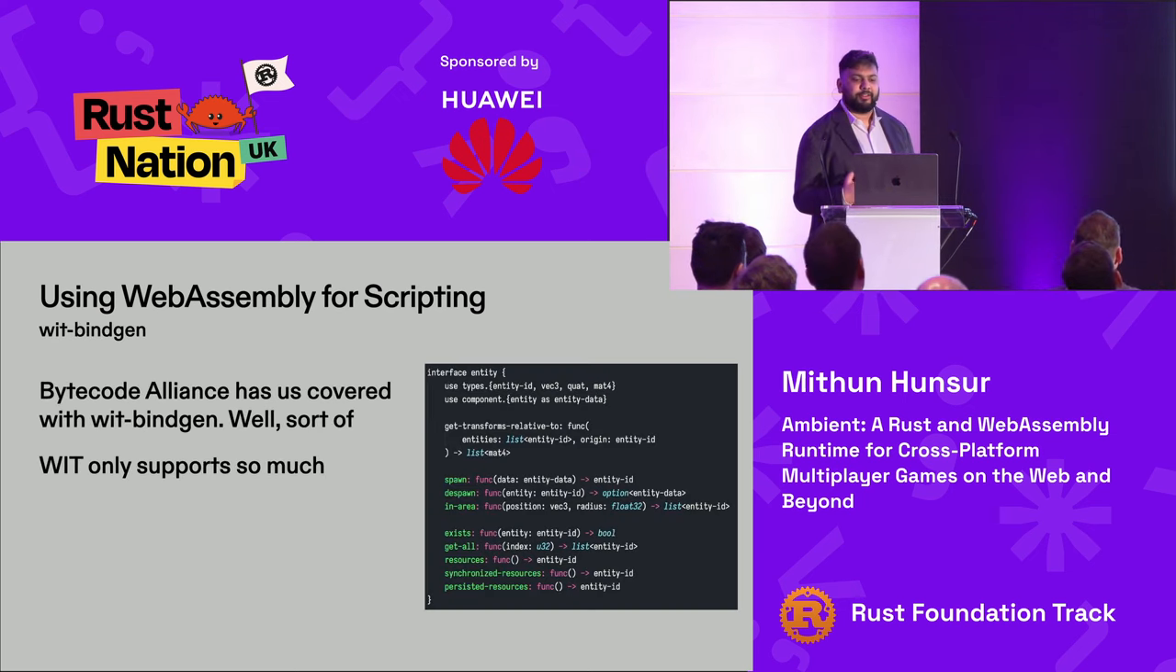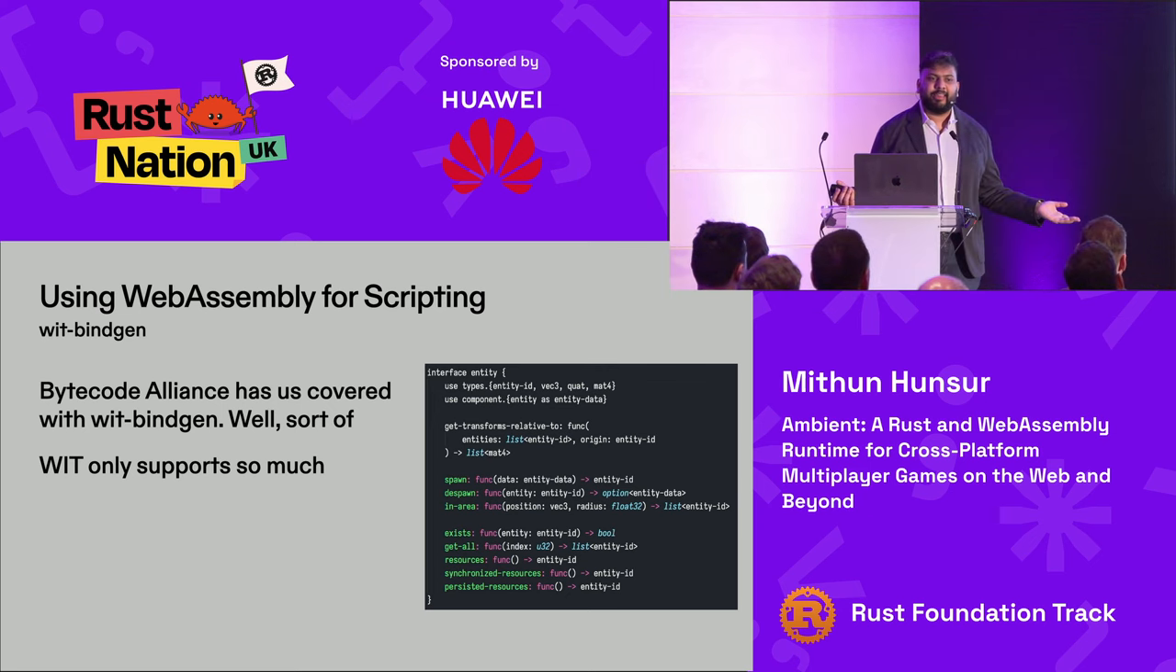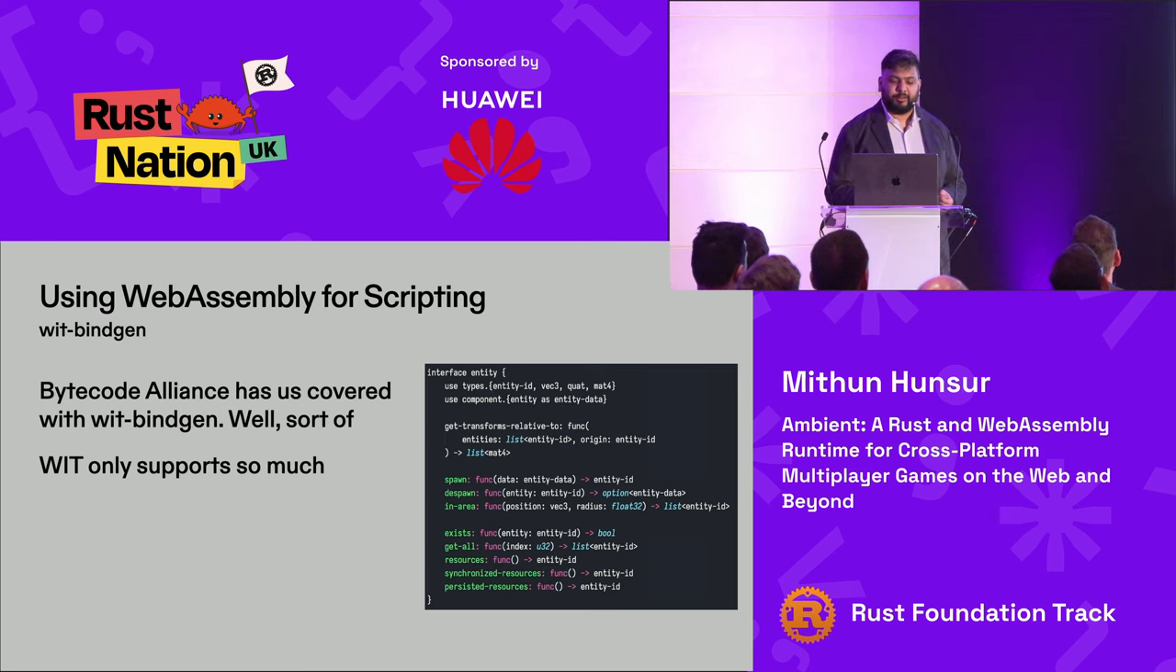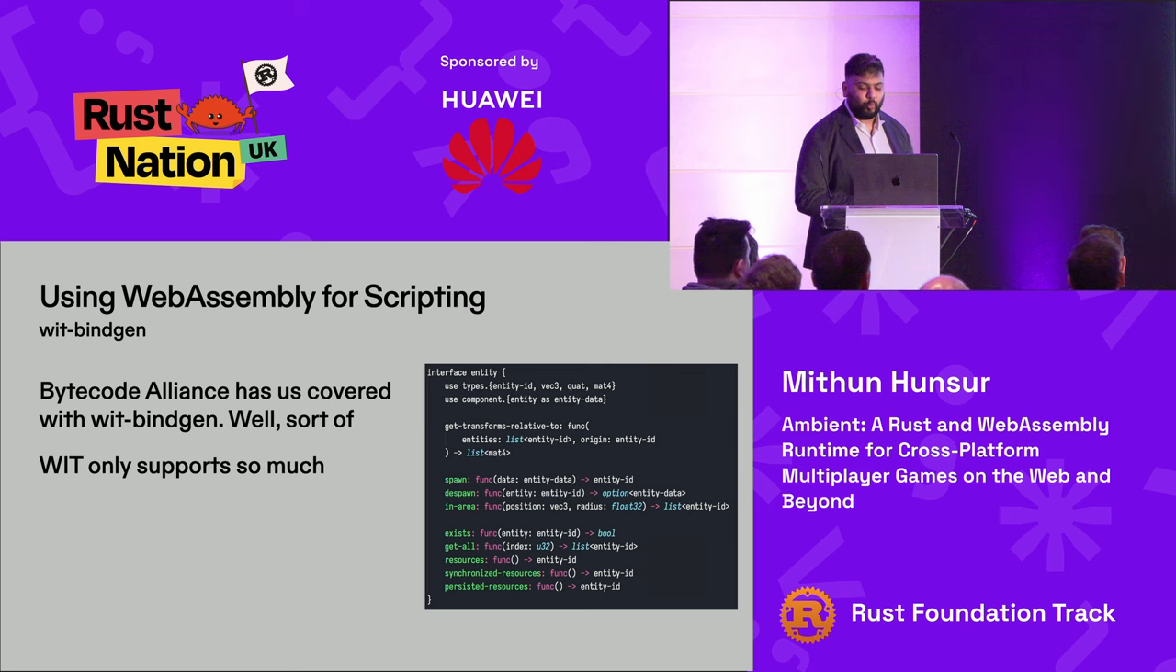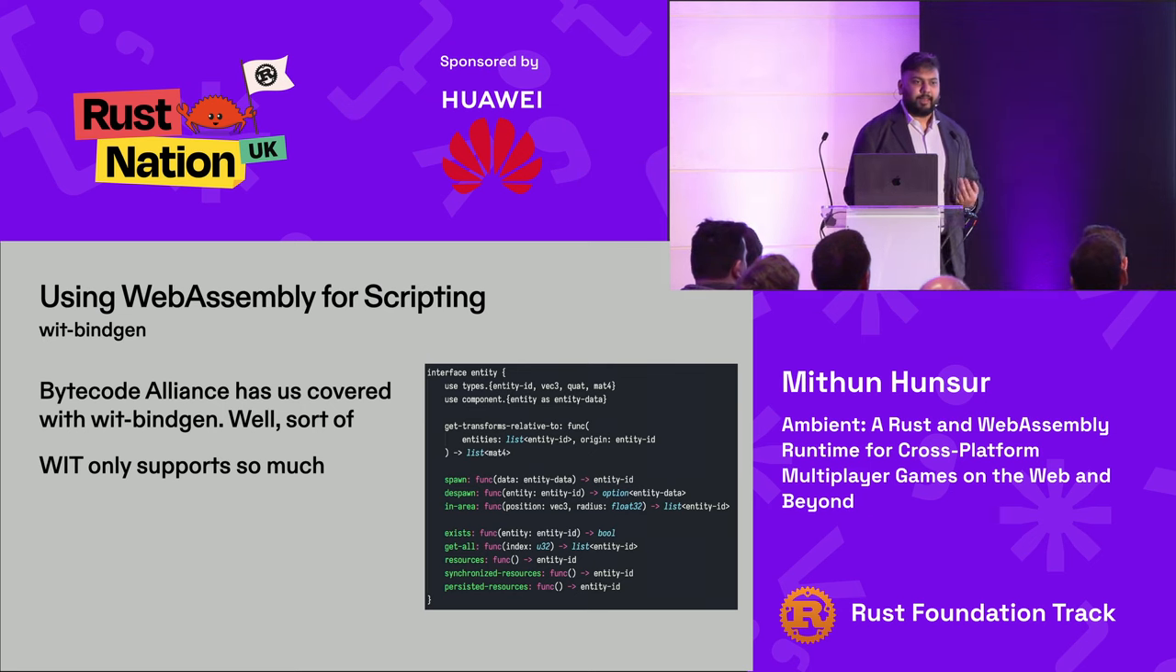Luckily, the Bytecode Alliance have a solution for this, wit-bindgen. Unluckily, it was still in development when we picked it up, and we discovered it was a part of the greater component model proposal, which was still being designed. This meant that we were following a changing implementation and spec, which led to churn on our part. The interface is specified in WIT, which is an interface definition language for the component model. It supports a subset of what Rust supports in its type system, which meant we had to be careful in how we designed our API.